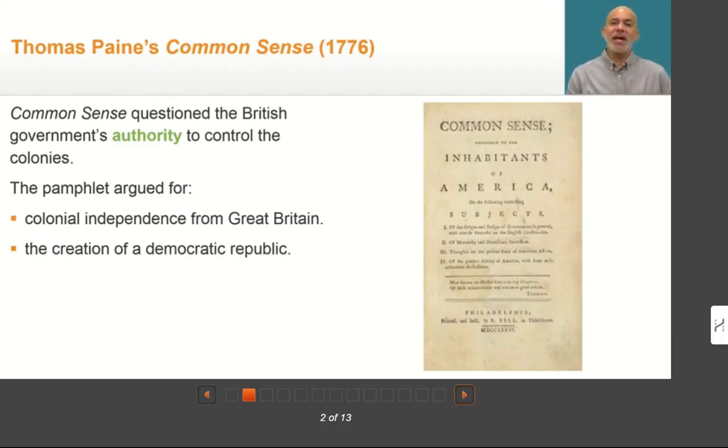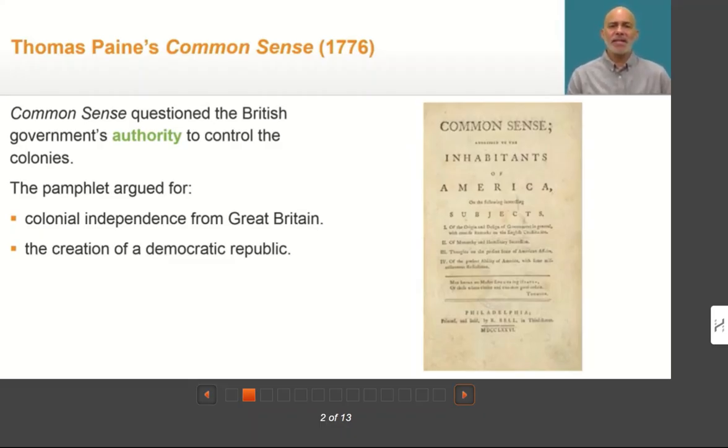Fighting between the British and the colonists began in April 1775 at the battles of Lexington and Concord. Still, even as more battles erupted, many colonists were unsure of what to do. Some colonists wanted to remain part of the British Empire. Some did not. One voice that rose above the rest belonged to Thomas Paine.